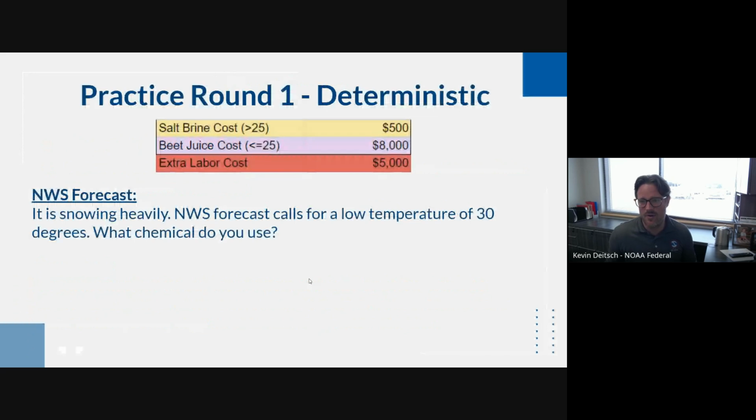All right, so here's just a practice, and if you want to just throw your answer in the chat, we'll do it that way. Our forecast calls for a low temperature of 30 degrees. You're getting a deterministic forecast. What chemical are you using? You've got a little cheat sheet up here at the top. So 30 degrees, what chemical are you going to use? Throw it in chat if you don't mind.